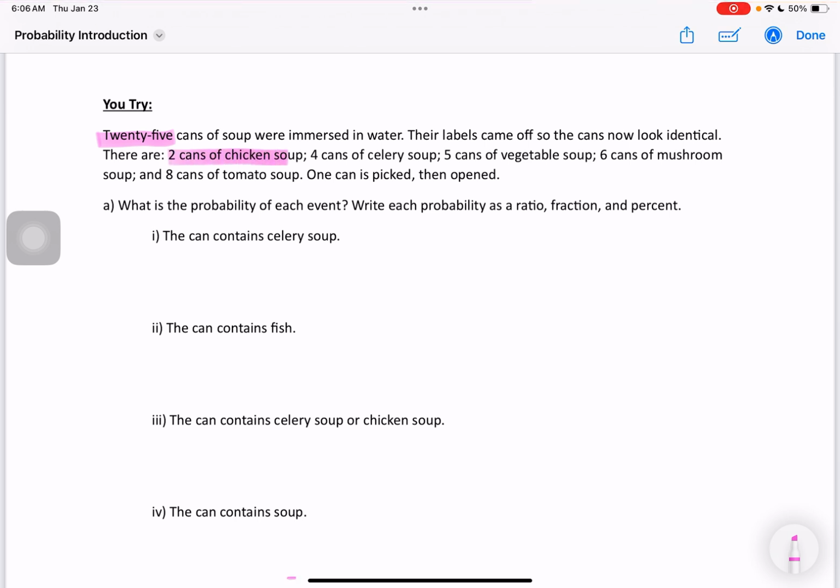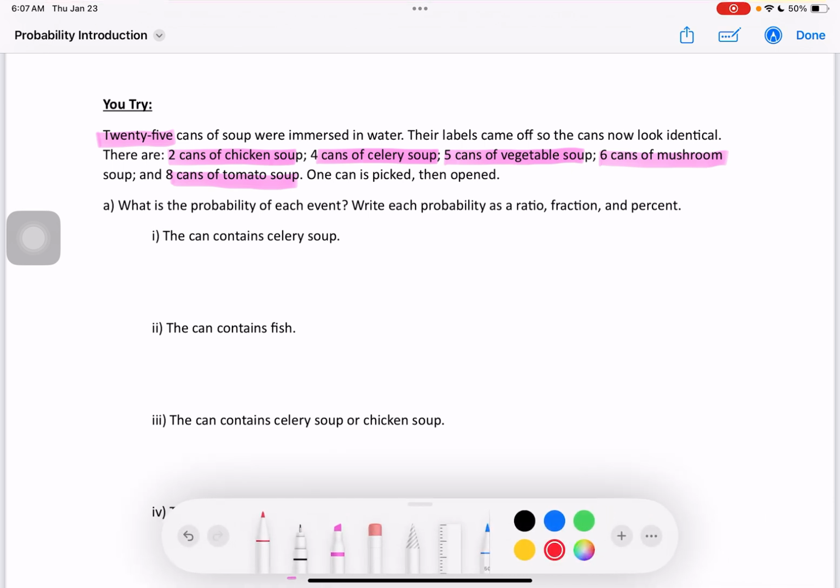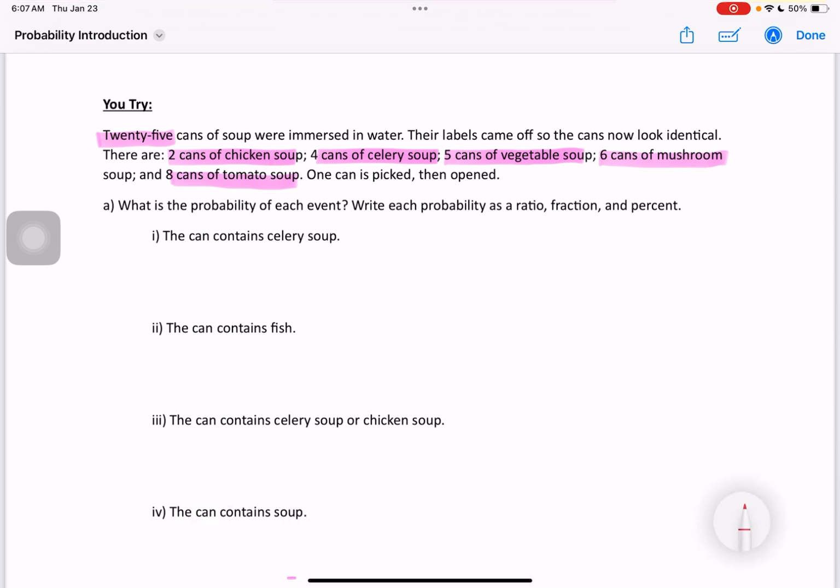There are 2 cans of chicken soup, 4 cans of celery soup, 5 cans of vegetable soup, 6 cans of mushroom soup, and 8 cans of tomato soup. 1 can is picked and then opened. What is the probability of each event? Write each probability as a ratio, a fraction, and a percent. So what is the probability that the can contains celery soup? So pause the video here, and then we'll go through the answer.